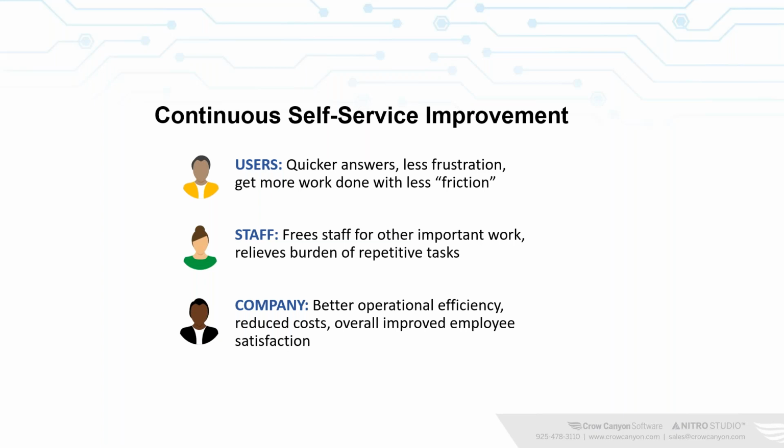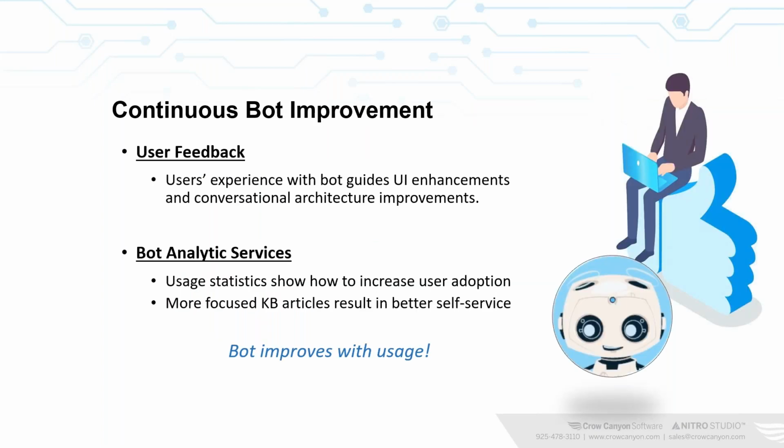At Crow Canyon, we have a lot of experience with that, and work with our customers closely on doing that. So we have continuous bot improvement: user feedback and user experience guides, UI enhancements, conversational architecture improvements. We also have bot analytical services, which are part of our Nitro Bots, and the statistics show how to increase user adoption and how to better focus the KB articles or whatever information you're using so users get better service. The point here is the bot improves with usage.